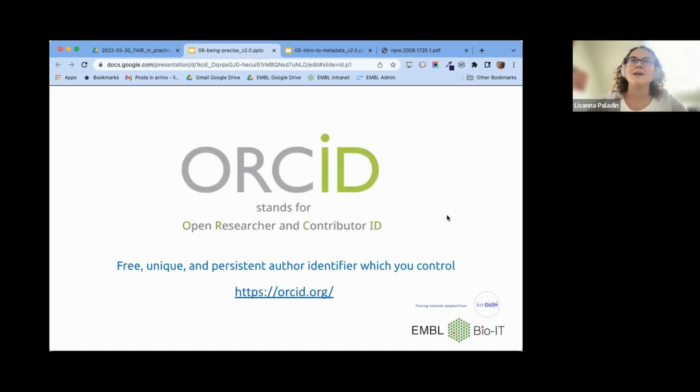So, ORCID. ORCID stands for Open Research and Contributor ID, and it's a free, unique, and persistent author-identifier record that you can control.